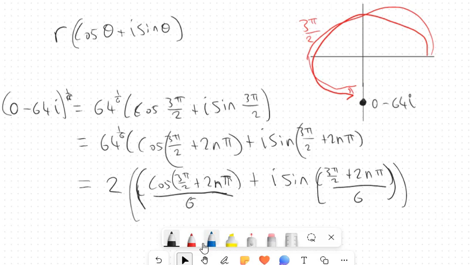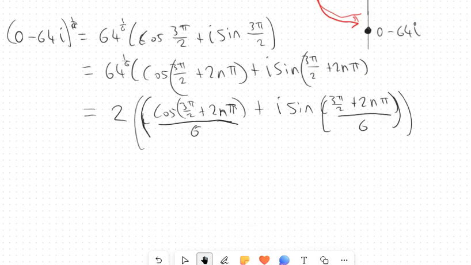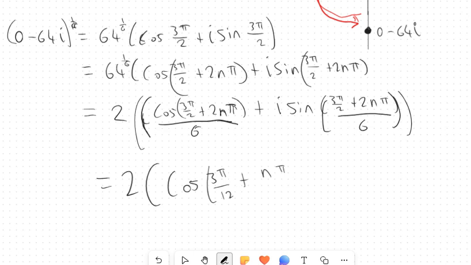Now I can tidy up the fraction a little bit here. That will be 2 cos of 3 pi over 12 plus just n pi over 3, because the 2 will cancel out, plus i sine of the same thing, 3 pi over 12 plus n pi over 3.